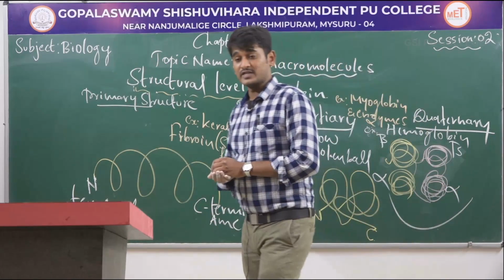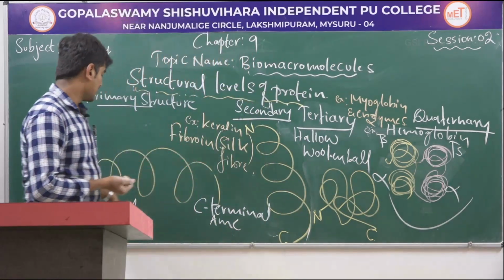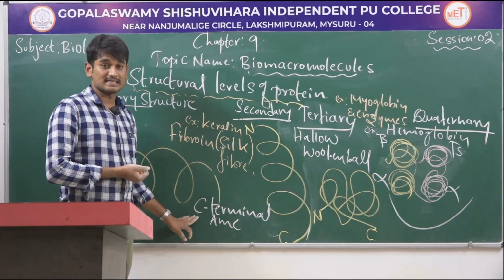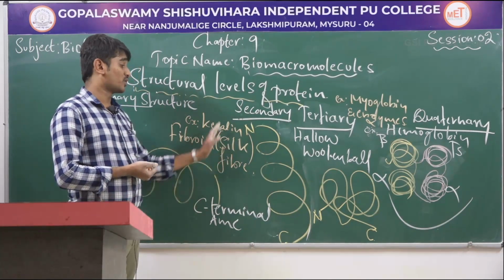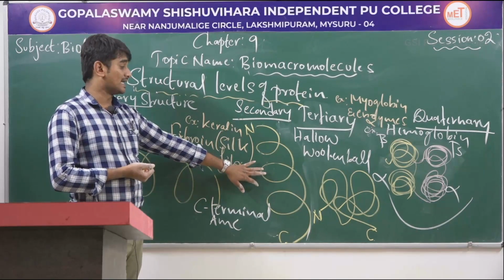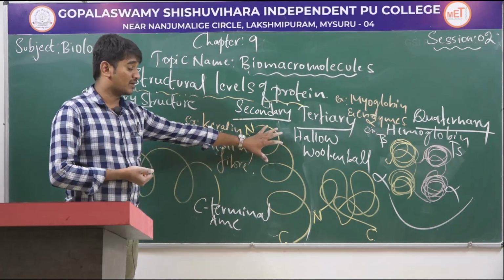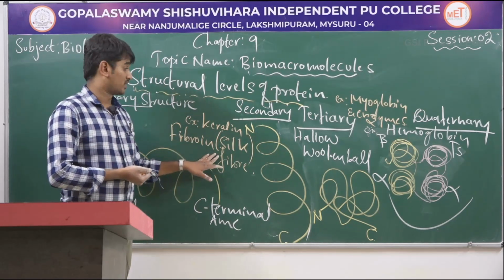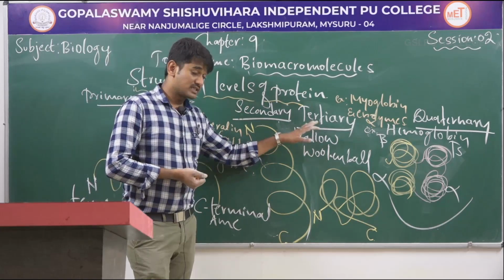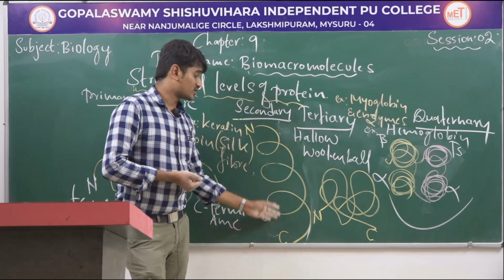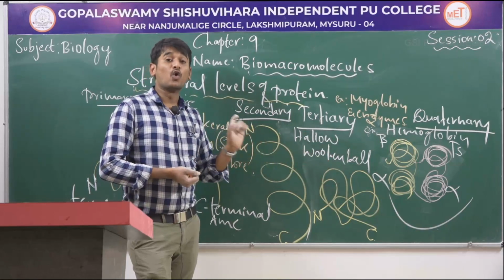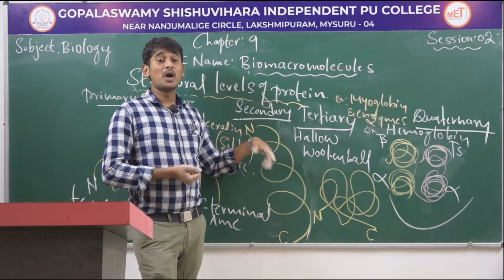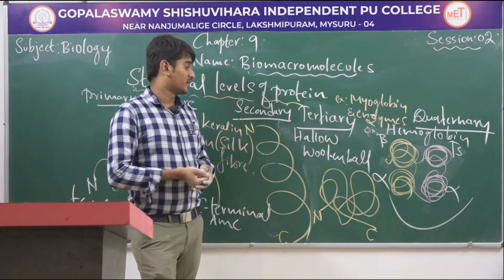In primary structure, the left end of the chain has the first amino acid, called N-terminal amino acid, and the right end of the chain has the last amino acid, called C-terminal amino acid. In secondary structure, one more polypeptide chain is added to form a right-handed helical polypeptide chain. Example, keratin and fibrin in silk fiber. And in tertiary structure, the helical polypeptide chain is further folded like a hollow woolen ball. It shows a 3D weave. The tertiary structure is necessary for many biological activities of protein.